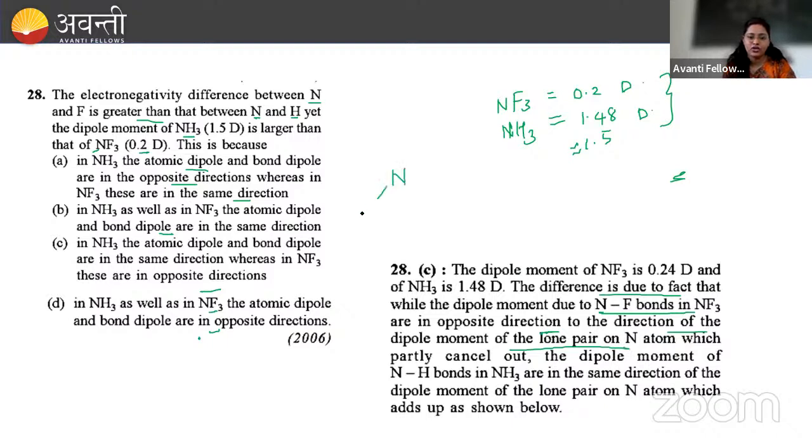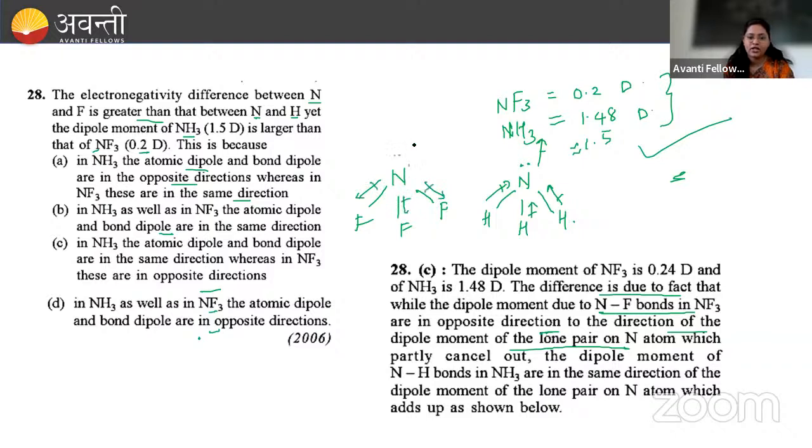So when we see the structure now, fluorine, and there is a lone pair of electrons here. Okay, for nitrogen with hydrogen, hydrogen, and hydrogen. So what is happening here? There is a lone pair present here. So here the direction of our dipole moment is like this, and it is combining with the direction of the lone pair. That's why its dipole moment is more. On the other hand, here what is happening?